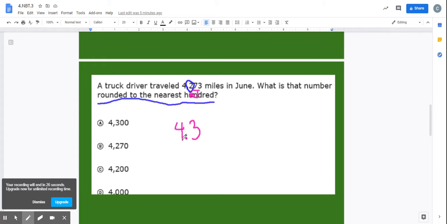All the numbers in the front stay the same no matter what. All the numbers to the right turn to 0 in a fright. So our answer rounded to the nearest 100 is 4,300, which was A. B rounded to the nearest 10, that's out. This rounded to the nearest 1,000, it's out. So it was either A or C, but C made it stay the same.